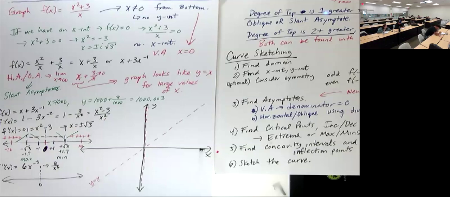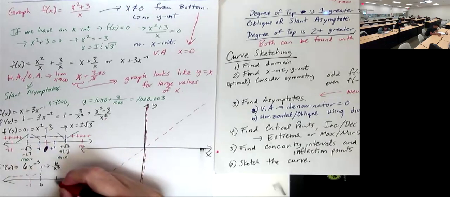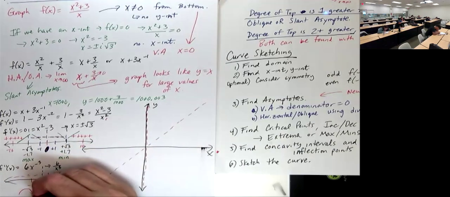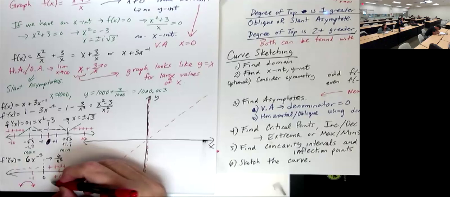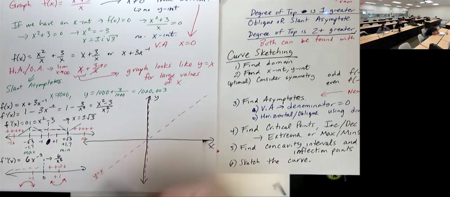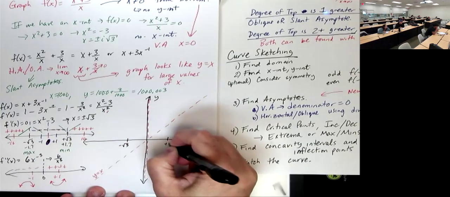If we go to the left of it, -1 makes this -6. And if we go +1, this makes this +6. So it's going to be concave down to the left and concave up to the right. This is like -√3 and +√3.